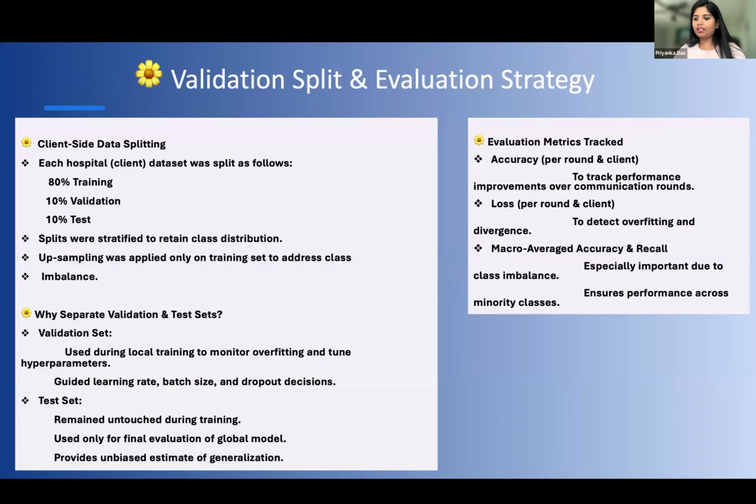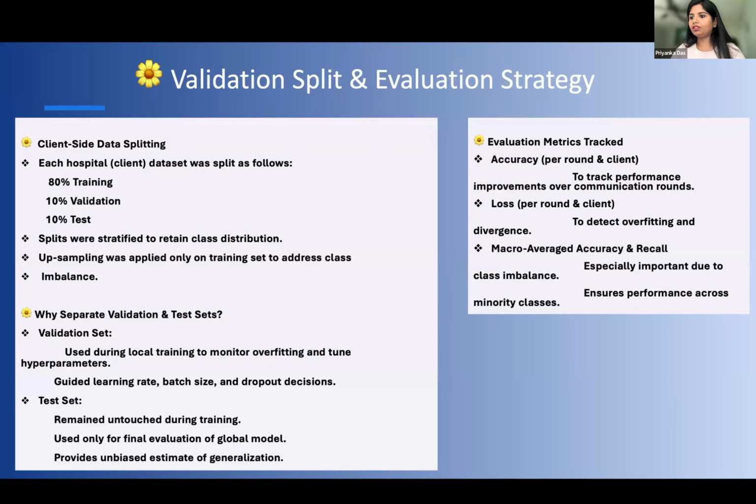Once the data was distributed to clients, each hospital's dataset was split into training, validation, and test sets, with 80% for training and 10% each for validation and test. These splits were stratified to maintain the original class distribution, and importantly, upsampling was applied only to the training set to balance the class representation.